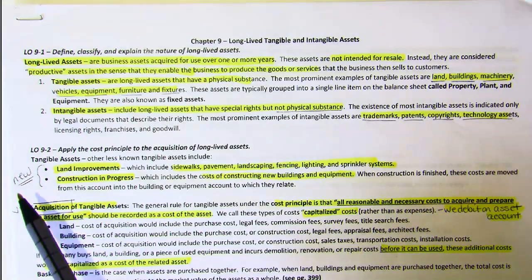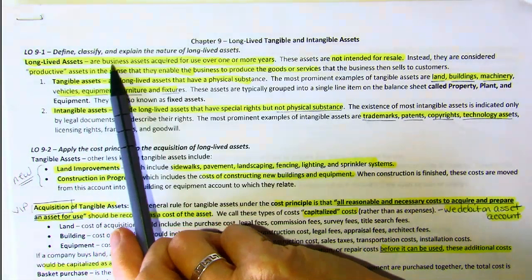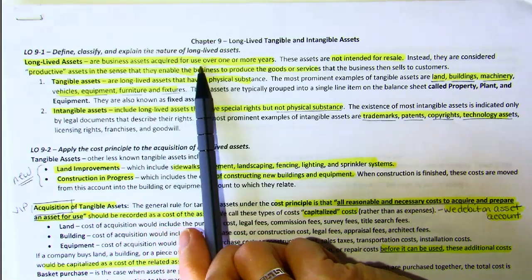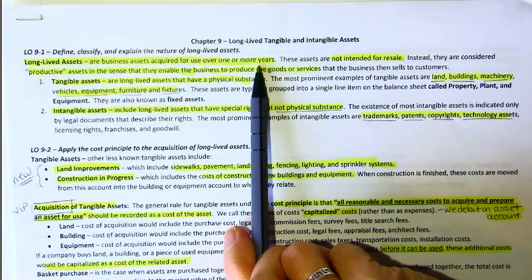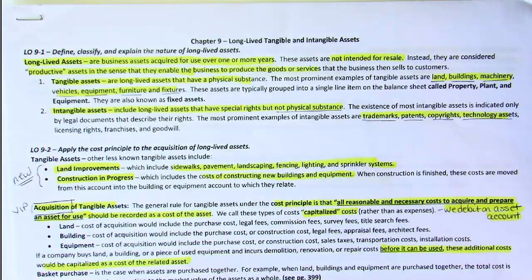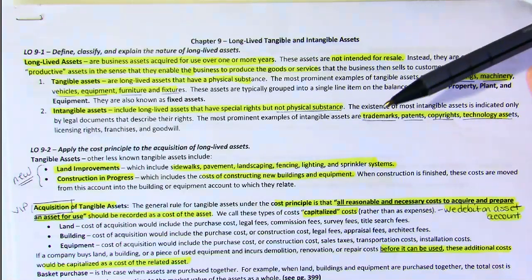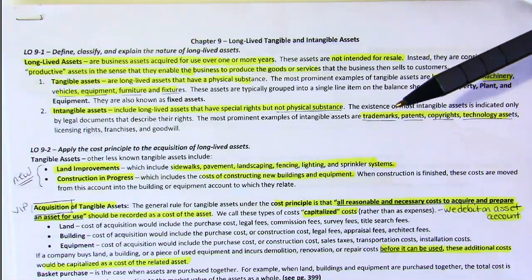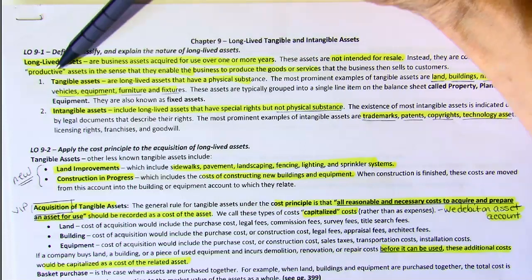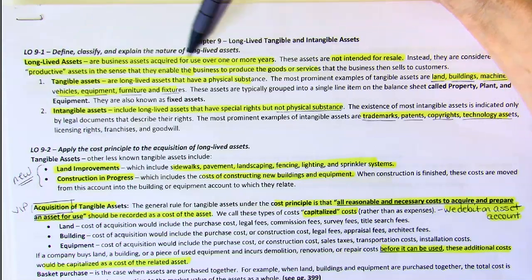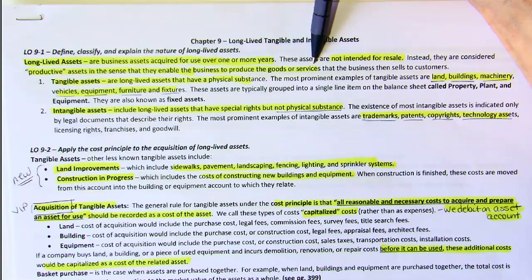First, let's look at the definition of long-lived assets. These are business assets acquired for use over 1 or more years. In other words, 1 or more means more than one, basically. Anything that is intended to be used up in 1 year or less is considered a current asset as opposed to a long-lived asset. These assets are not intended for resale. Instead, they're considered productive assets in the sense that they enable the business to produce goods or services that the business then sells to customers.